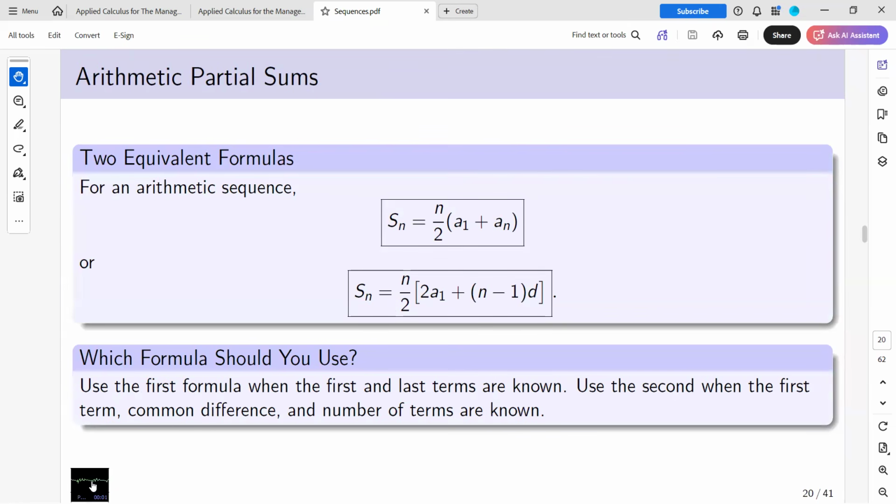Both formulas calculate the same arithmetic partial sum. Choose the version that uses the information already given. Good formula selection is less work, and mathematics fully supports strategic laziness.